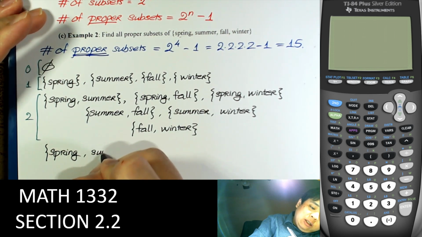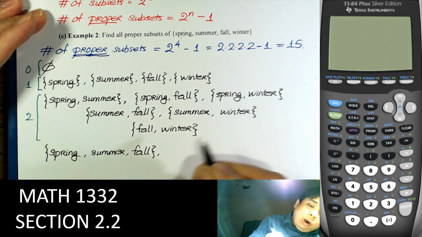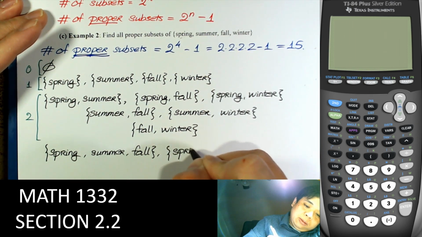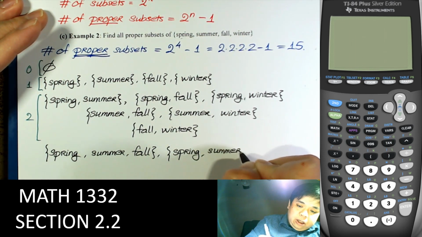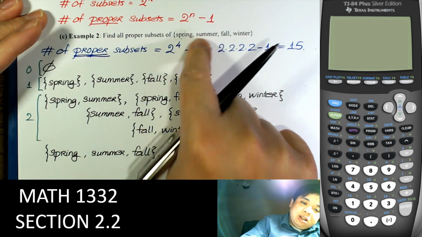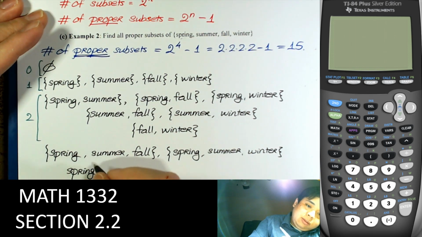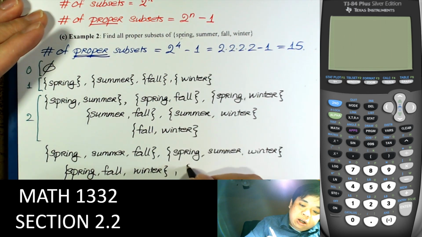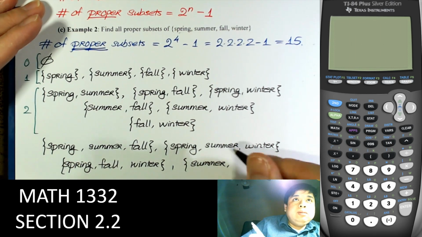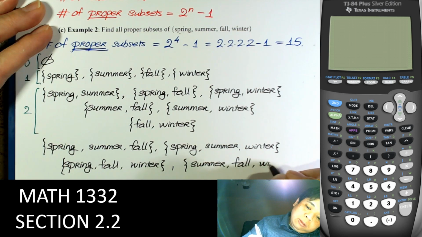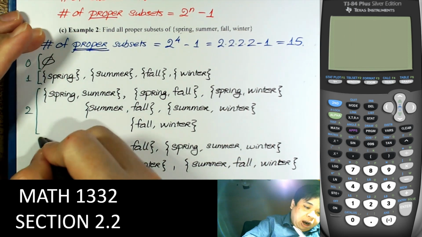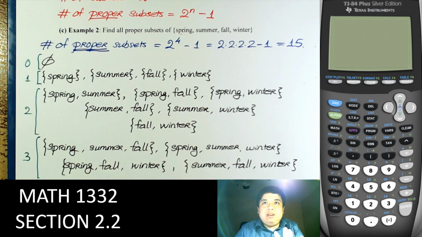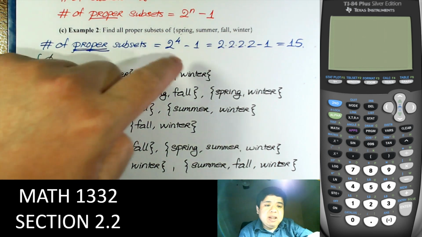So spring, summer, and fall. What we see here is we don't have the last one, so we just skip the last one. Now we skip the third one: spring, summer, and winter. Now we skip the second one: spring, fall, and winter. And now we skip the first one: summer, fall, and winter. And this we have cardinality of 3. And there are 4 main members. So if you count, we have exactly 15 proper subsets of this set A.